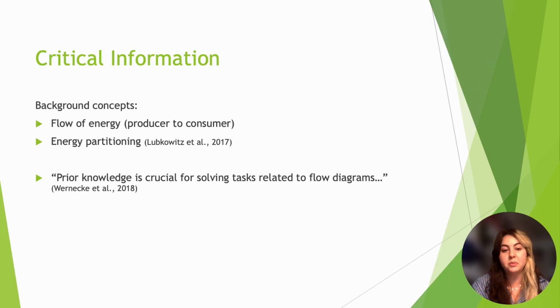So, some critical information to consider when instructing on these topics of energy cycling and production within the chloroplast and mitochondria in plants are some of these background concepts, including the flow of energy. So, energy starting from the producer all the way to the consumer and how the consumer utilizes that energy, partially through energy partitioning. So, what is the consumer, where is this energy being allocated towards once it's produced?